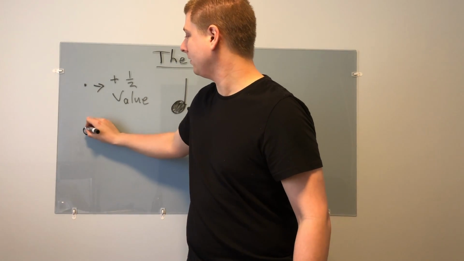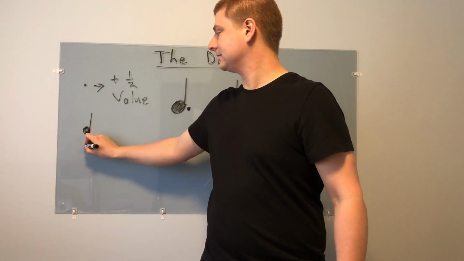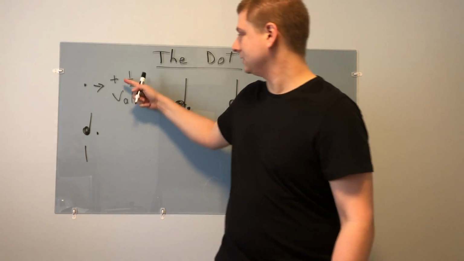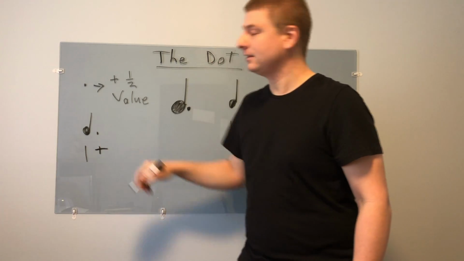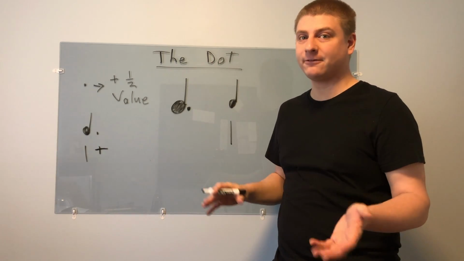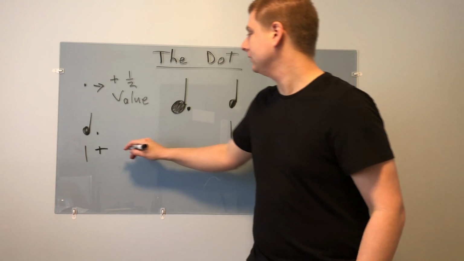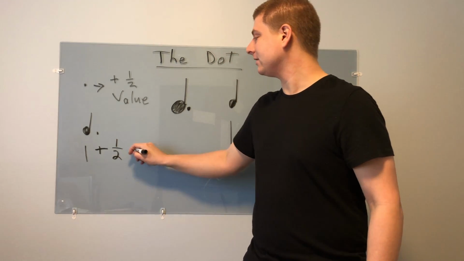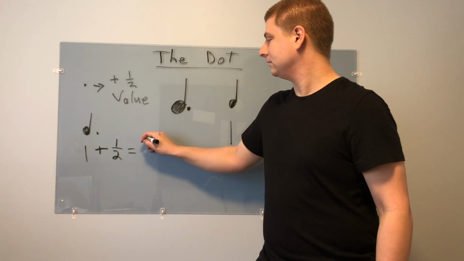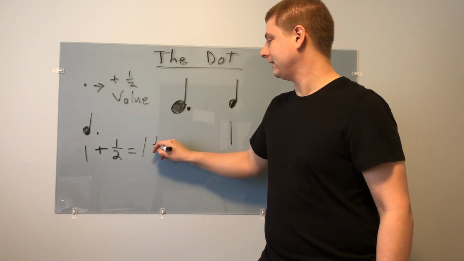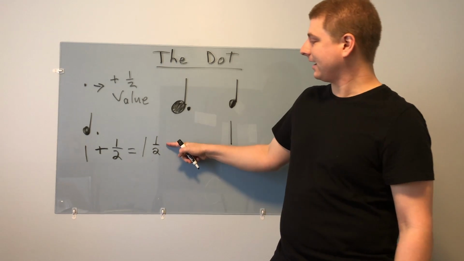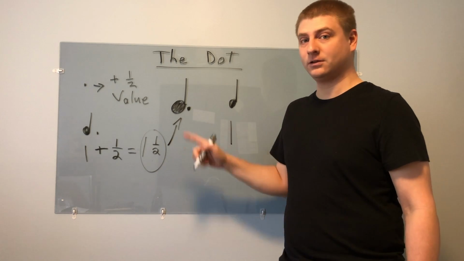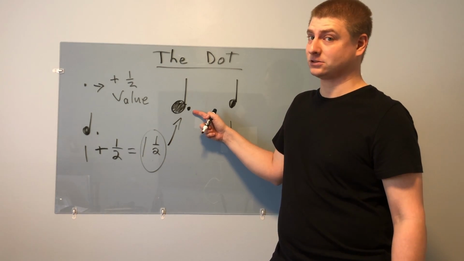Normally, our quarter note gets one beat. And the dot means we're going to add half the value. Half of 1 is 1/2. When we add these things together, we get 1.5. And that is how much this quarter note is worth with a dot attached to it.